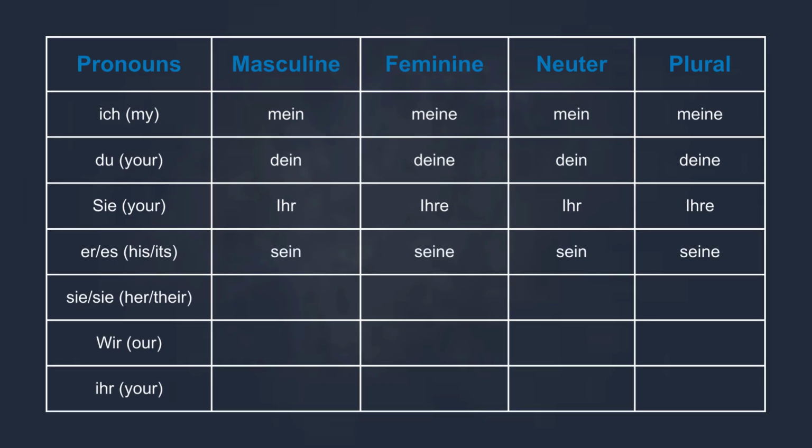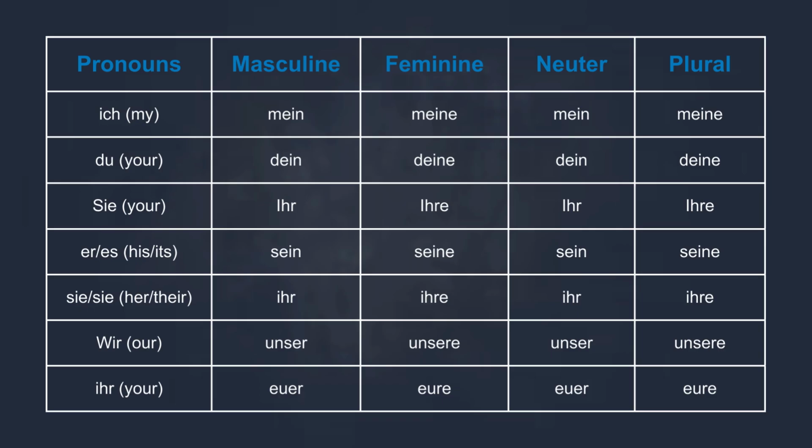Er, he, it, becomes his or its. Sein, seine, sein, seine. Sie, she, they, becomes her or their. Ihr, ihre, ihr, ihre. Wir, we, becomes our. Unser, unsere, unser, unsere. Ihr, you, plural, informal, becomes your.